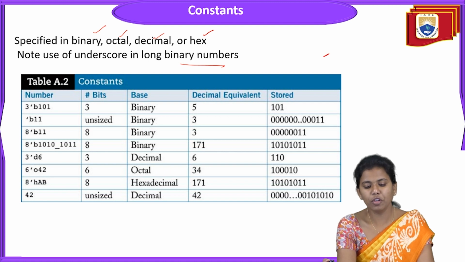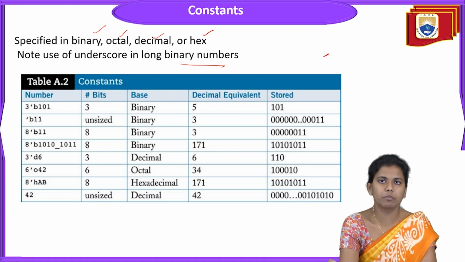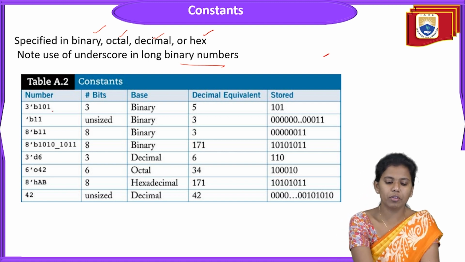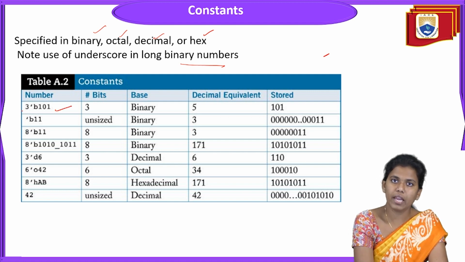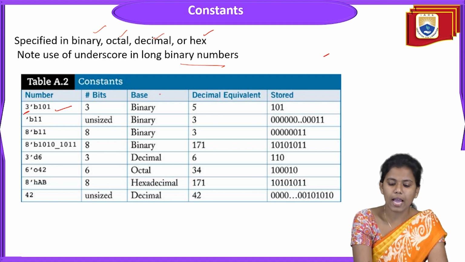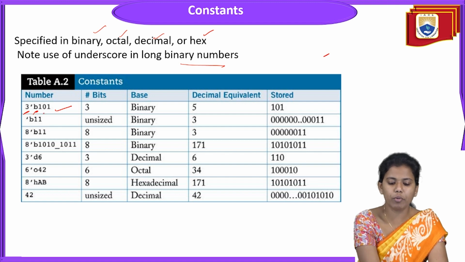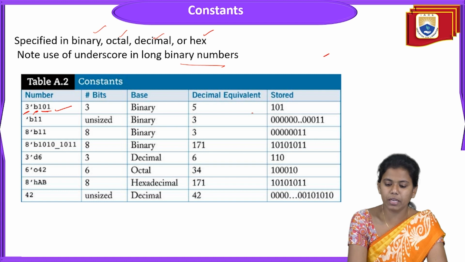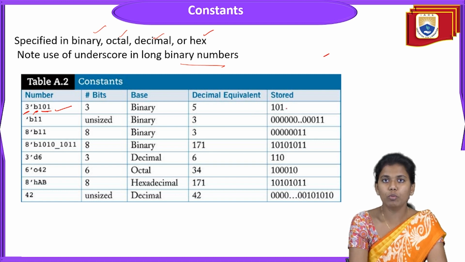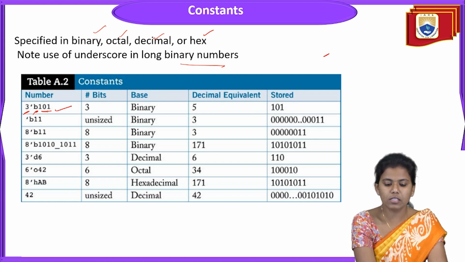So when you look at this particular table, these are the constants, and here we have the numbers. What is the first one? The first one is 3 bits of data, that is 101. So how many bits in total? 3 bits, and the base is binary. The decimal equivalent of 101 is 5. Okay, we represent 101, the decimal number is 5, and how are we storing 101?